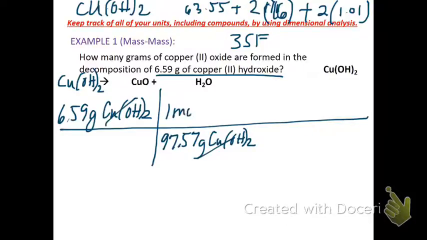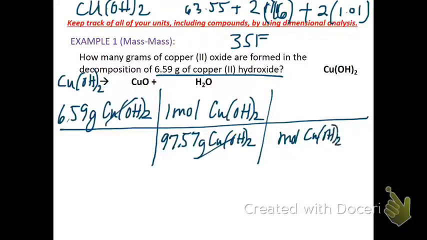And that's per 1 mole. Okay? Now I have converted my grams to moles, so now I can use the mole ratio. Remember, the mole ratio is how we get from what's given to what we're looking for. So I'm going to do mole of copper hydroxide on the bottom, and I'm looking for how many grams of copper oxide. So I'm going to do mole of copper oxide on the top.